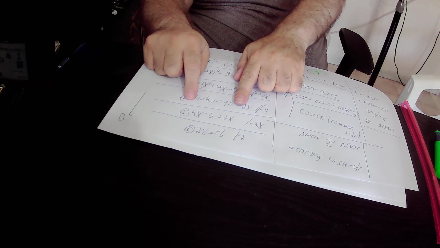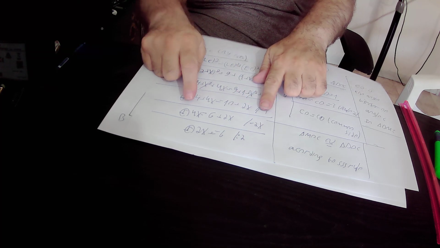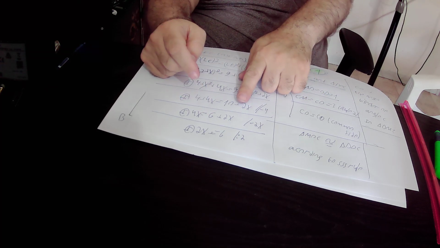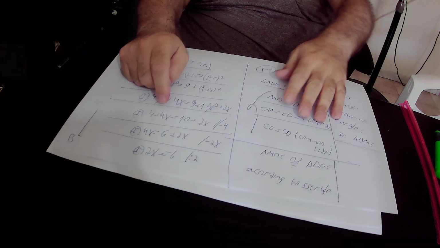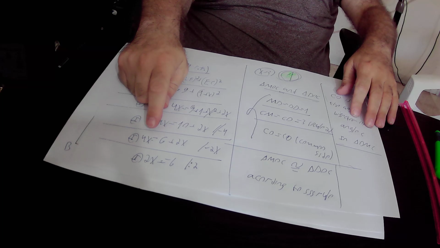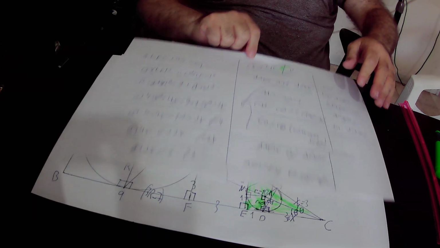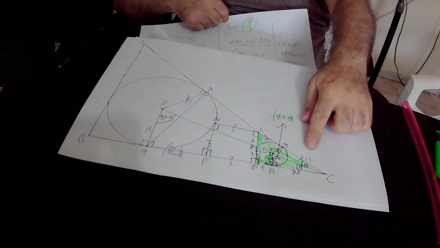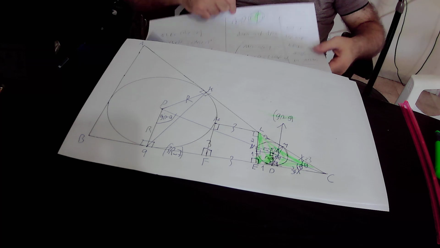Here we subtracted 2x from equation number 1, and we found that 4x minus 2x is 2x, so 2x equals 6. Here we divided equation number 1 by 2, and we got that x equals 6 over 2, that is 3. So x equals 3 units. You can write here that x equals 3 units, and here also x equals 3 units. Okay?